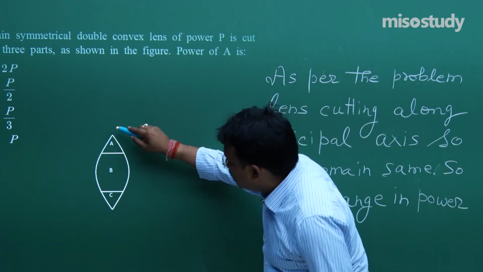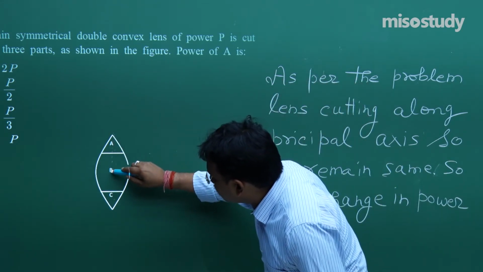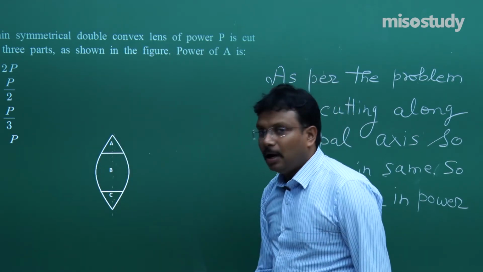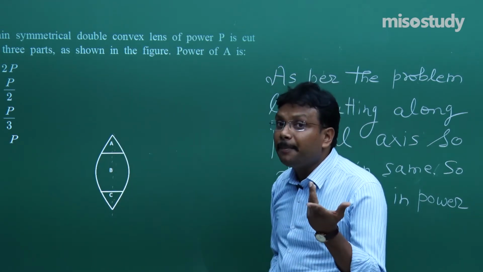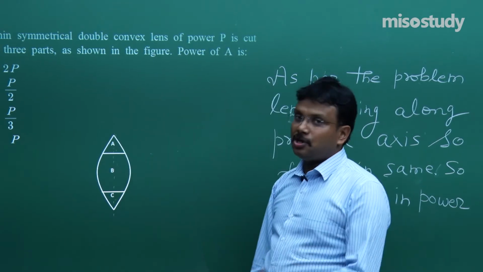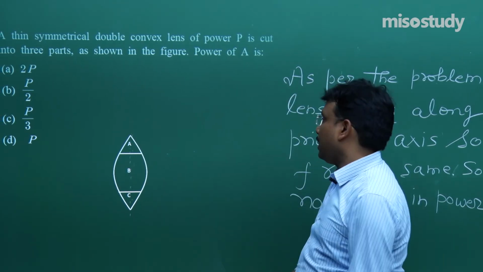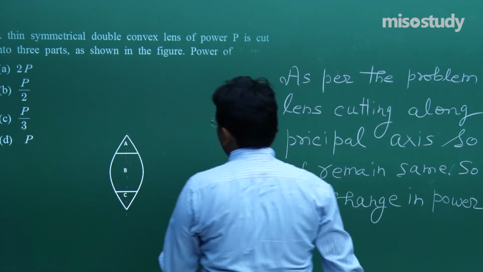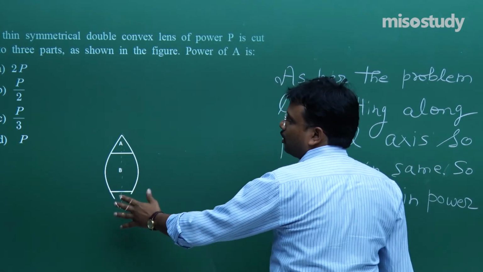But if this is the optic axis and you cut the lens along the optic axis, then what will happen? F will change and power will change. Fine. So I hope this explanation will give you a lot of understanding of this simple concept.